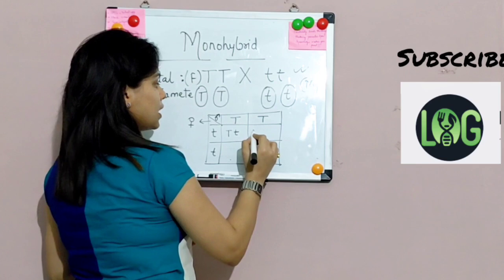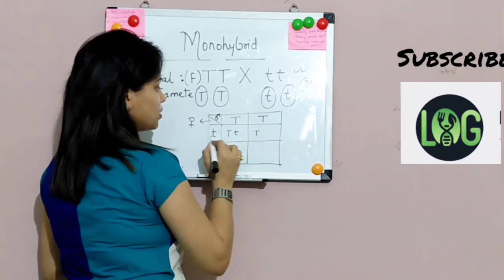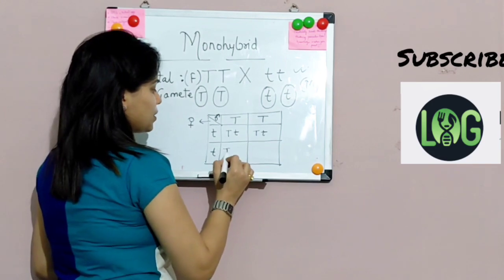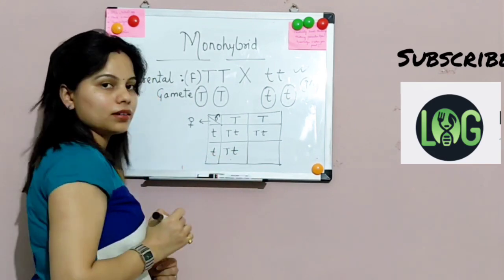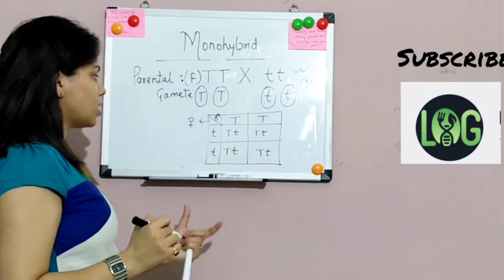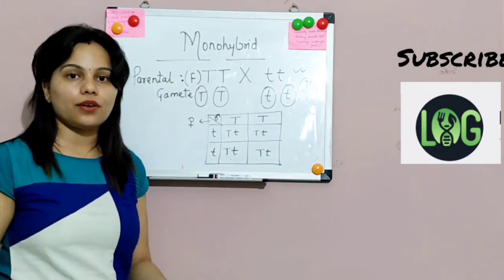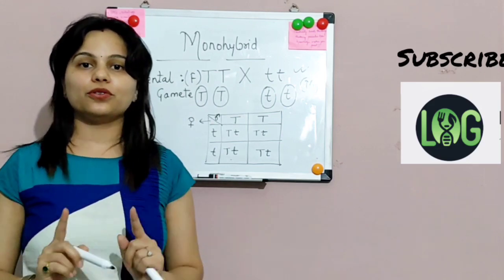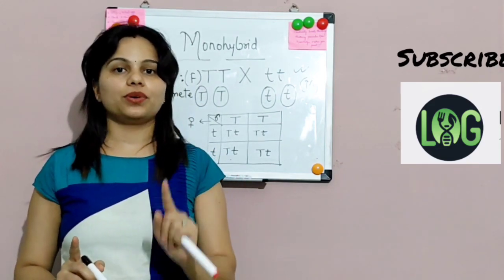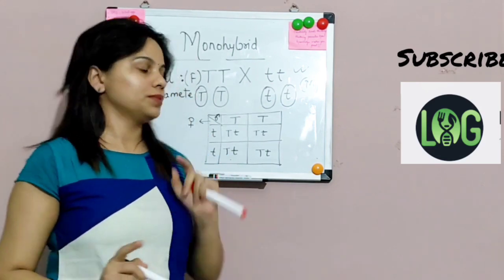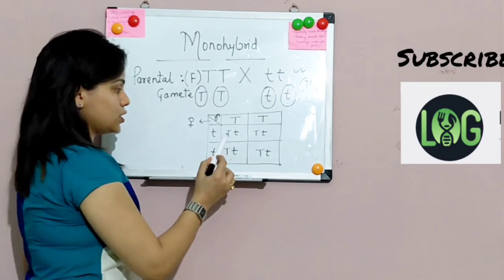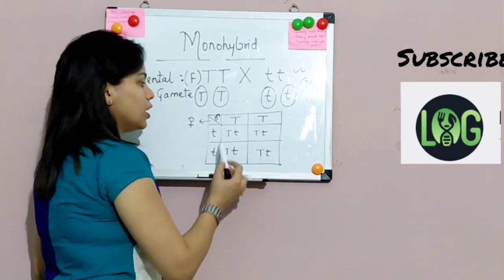Again we will take capital T from here, small t from here. Again capital T from here, small t from here. Again capital T and small t. So now we have got the genotypes and phenotypes. You can watch my video on genotype and phenotype, and from there you can understand these two terms. The genotypes over here are capital T and small t in all the progenies.